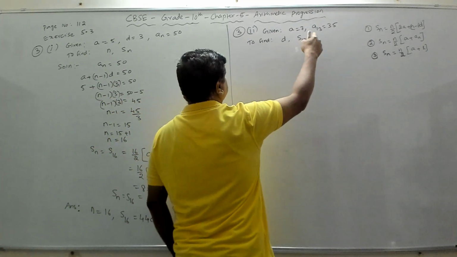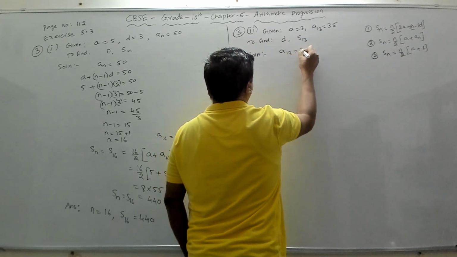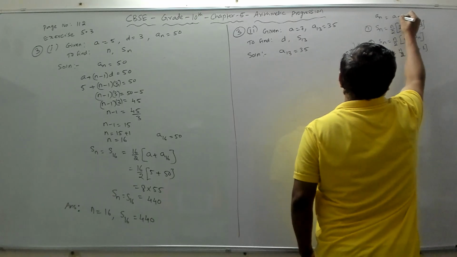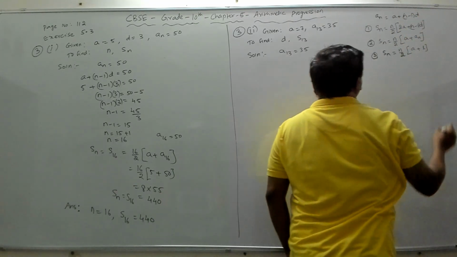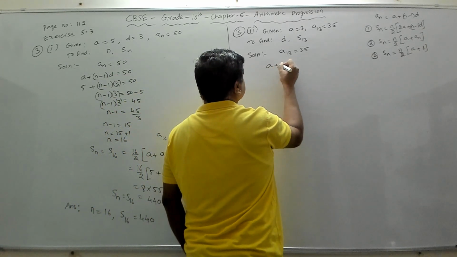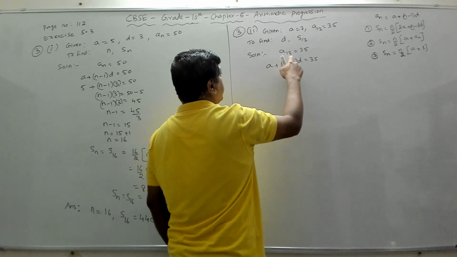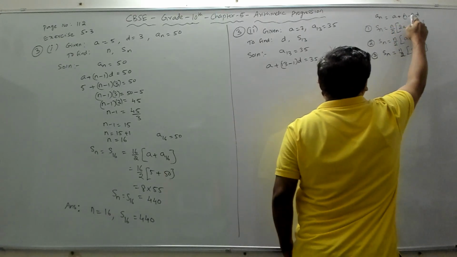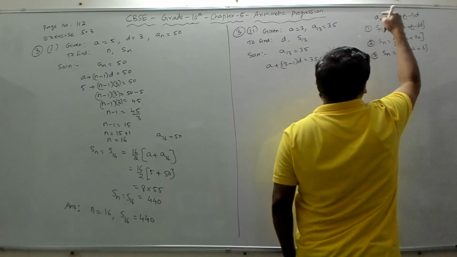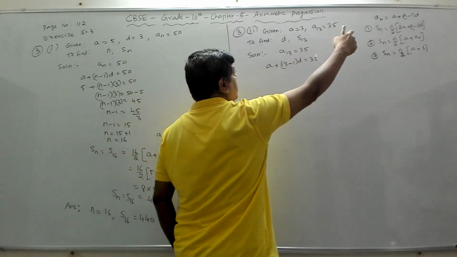Now let's take A13 first. A13 is given as 35. I'll write the AN formula also. Our AN formula is A plus N minus 1 into D. That is any nth term of an AP. So A13 means A plus 13 minus 1 into D, that is equal to 35. Your N is 13, so substitute N as 13 here.